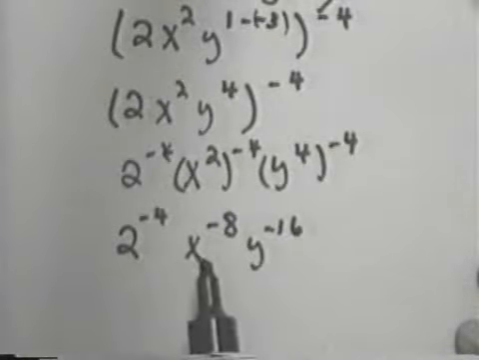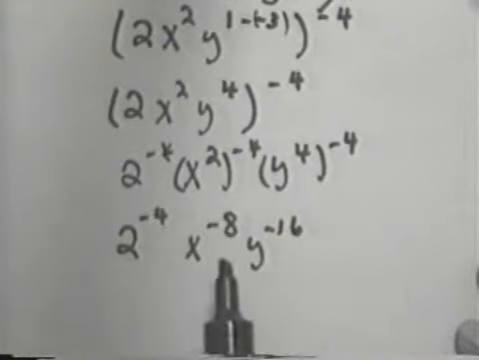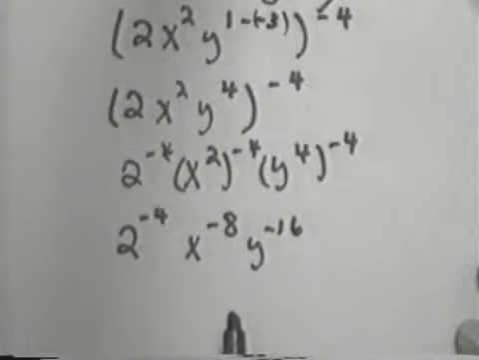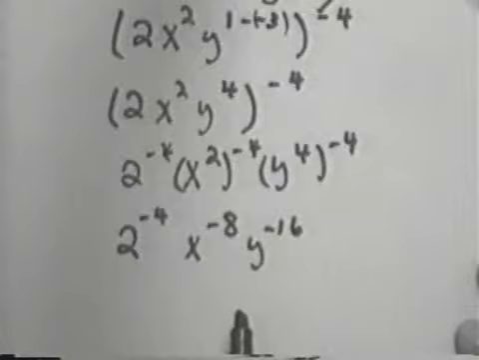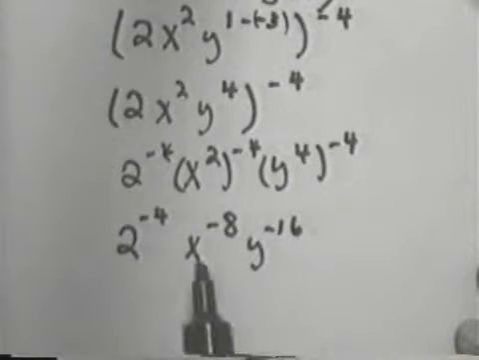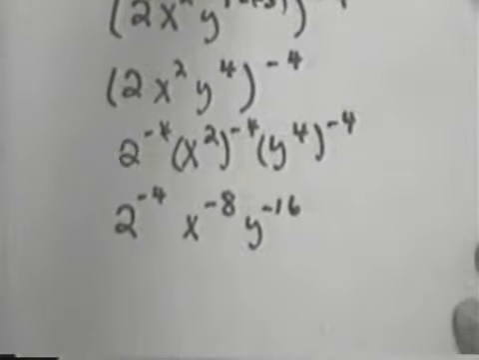I cannot multiply these because the bases are not the same. To multiply powers having the same base, you keep the base and add the exponents. If the bases are different, you can't do anything.